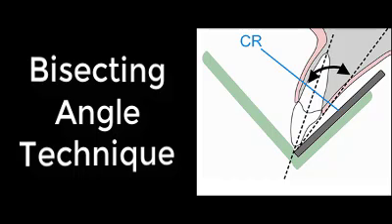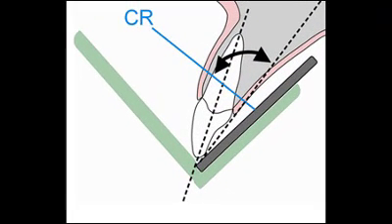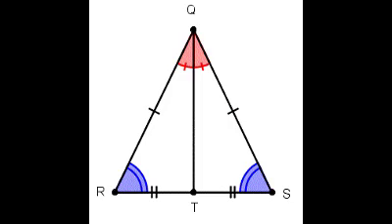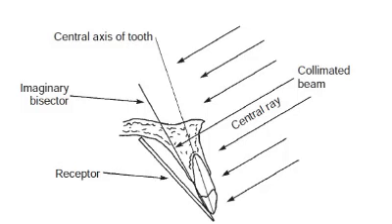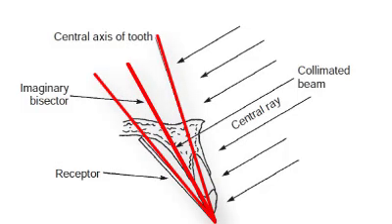Bisecting angle technique. In this video, we will cover the basic tips of the bisecting angle technique. The bisecting angle technique uses the rule of isometry. The rule of isometry states that two triangles having equal angles and a common side are equal triangles. In dental radiography, this means that we can take periapical images of the teeth by using this technique and imagining two congruent triangles or equal triangles to take these periapicals.